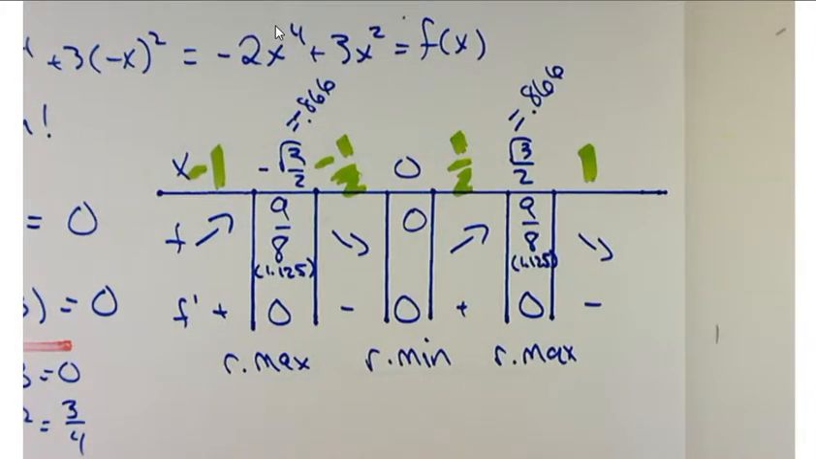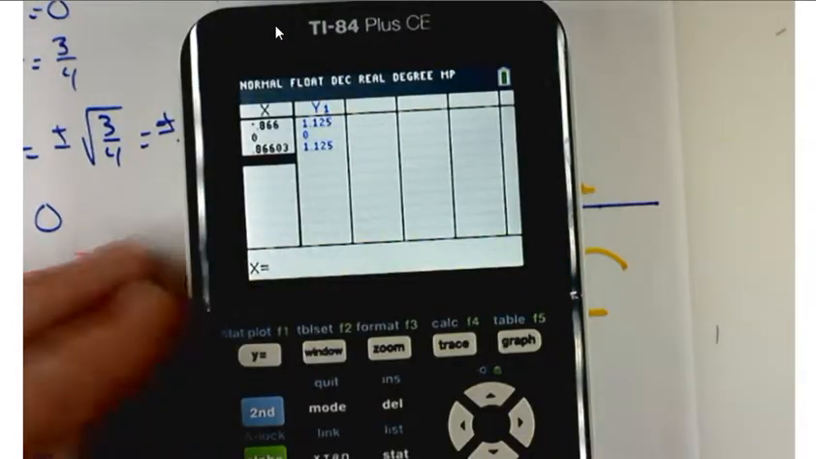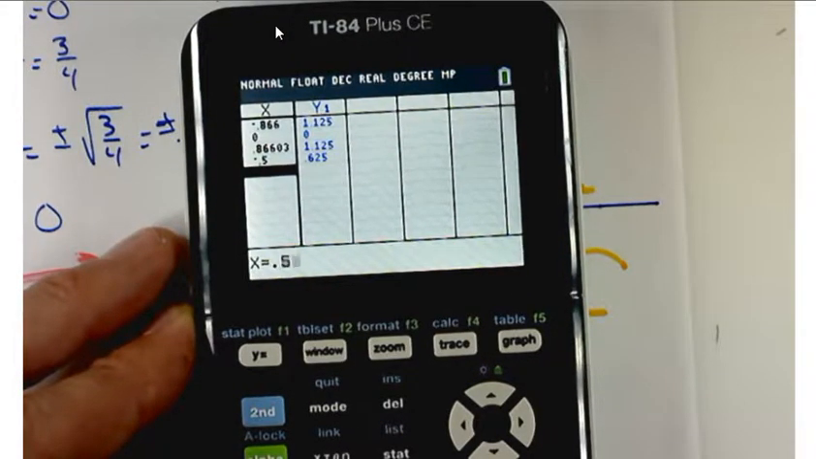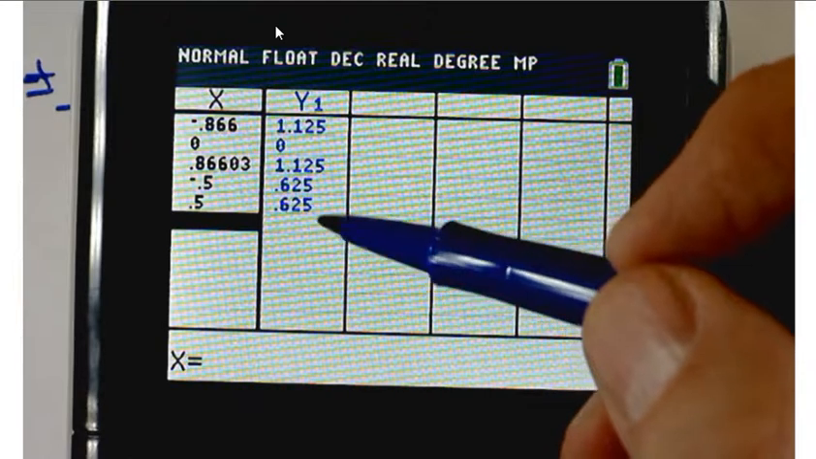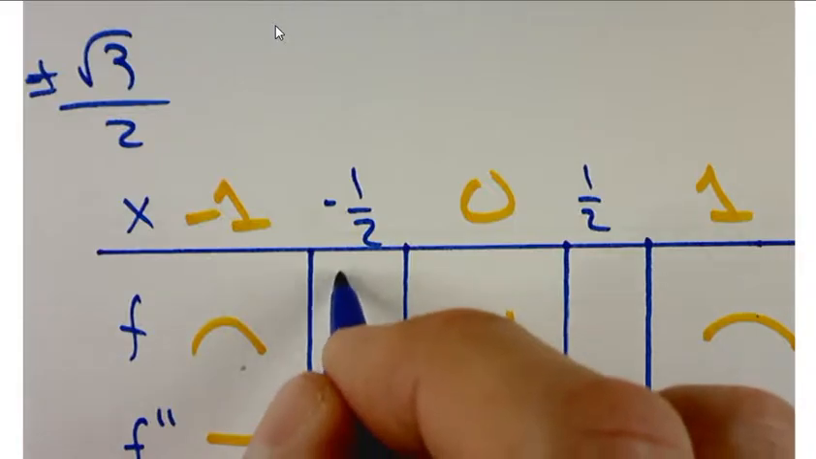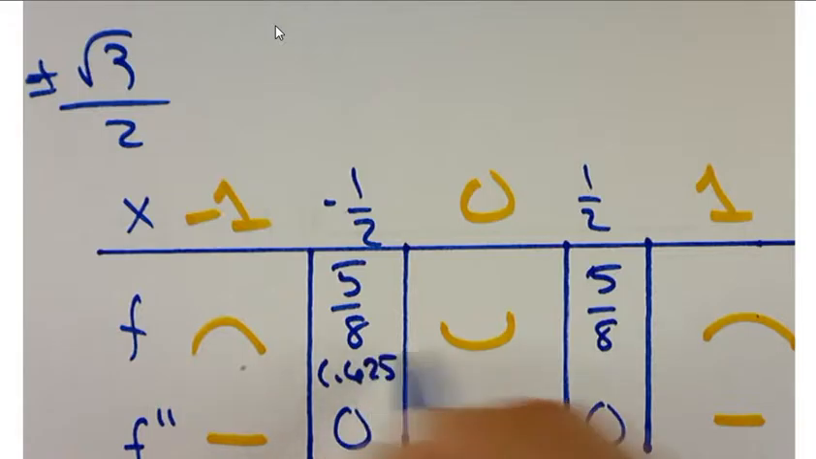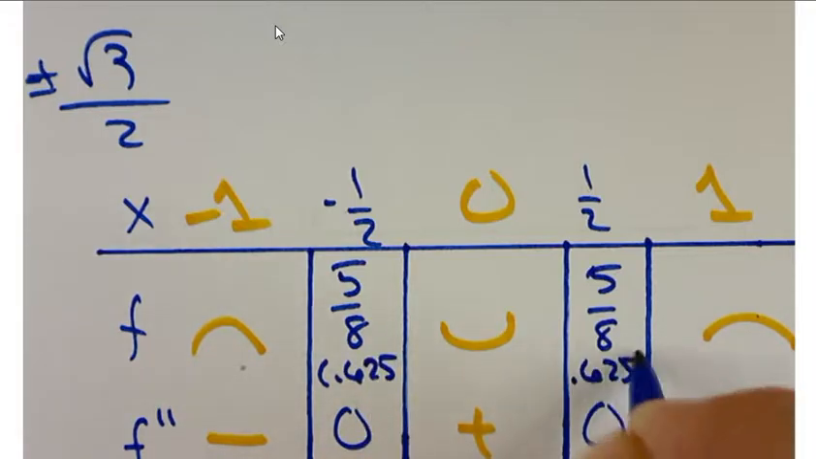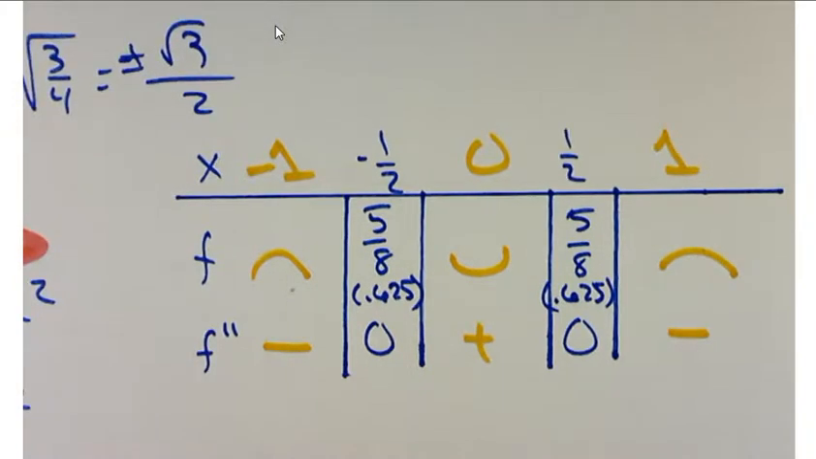Let's do 2 more points. What are those last 2 points you think we're going to do? Yeah, negative 1/2 and 1/2. So negative 0.5 and 0.5. And in both cases, no surprise, I'm getting the same thing. The reason I'm getting the same thing is because it's an even function. So 5/8 for both of these, or 0.625. And I think I've got everything I need to graph this.